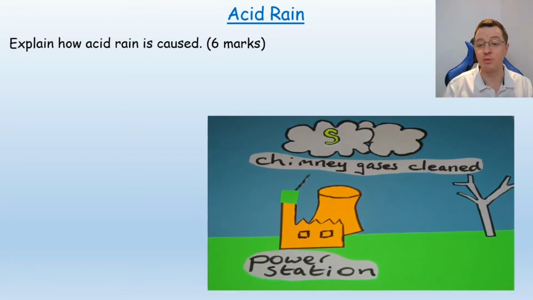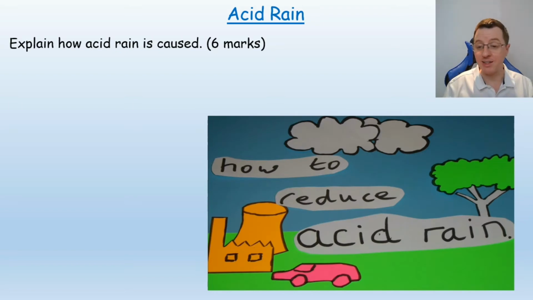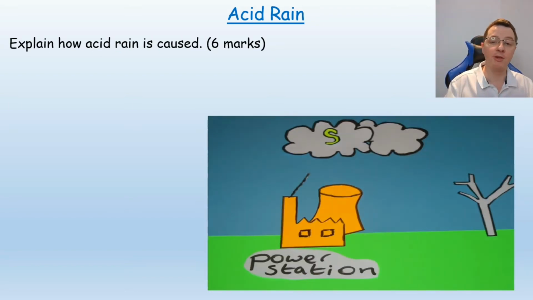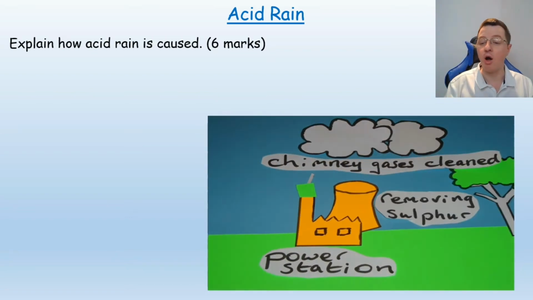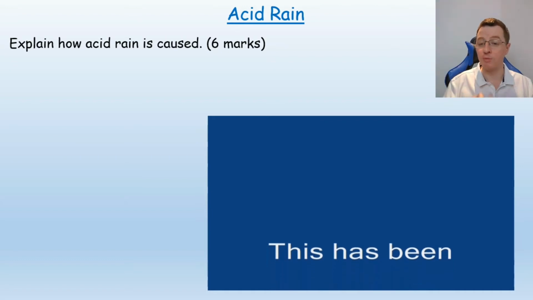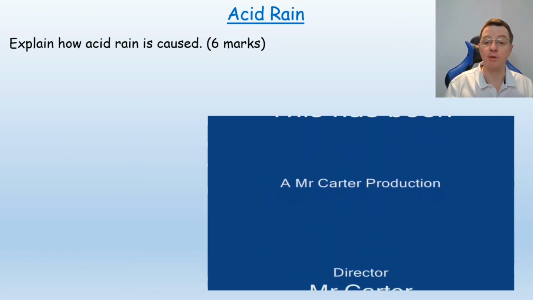damaging the ecosystems of Scandinavia. However, we now have catalytic converters in cars which will absorb sulfur dioxide, and in fact filters on the chimneys of factories and power stations, again to absorb the sulfur dioxide and prevent acid rain from being formed.